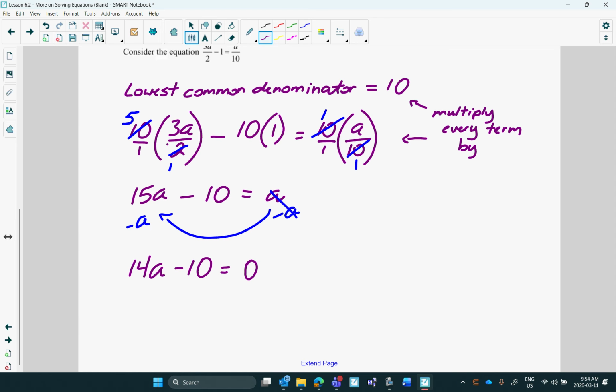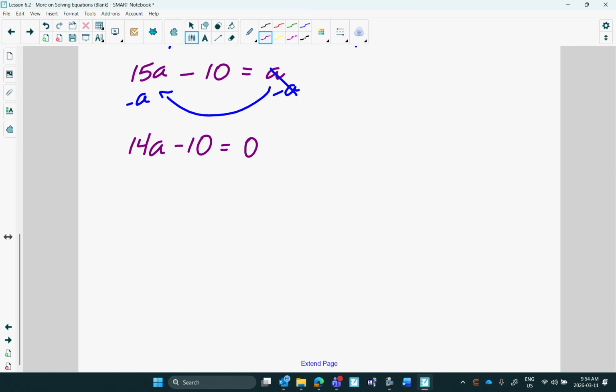So we've got the a's together now. Now, what do we do? Add 10 to both sides. And I'm left with 14a is equal to 10. Divide by 14. And I get a is equal to 10 divided by 14, which doesn't divide cleanly. So we don't go to decimal, but we can reduce it. What? 5 over 7.